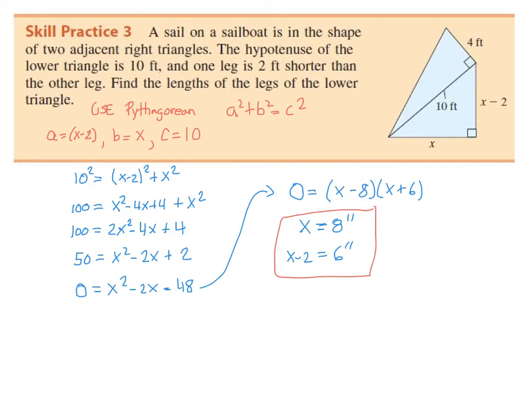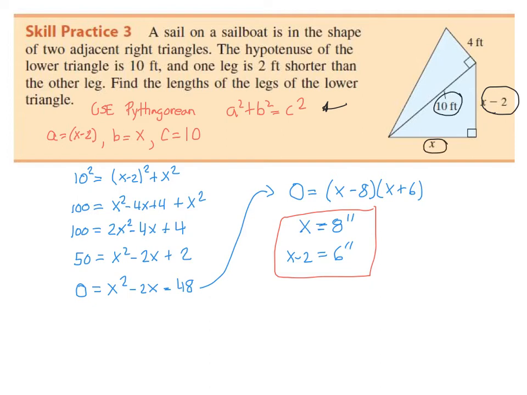So we have another triangle problem, except this one we will be using the Pythagorean theorem. A sail on a sailboat is in the shape of two adjacent right triangles. The hypotenuse of the lower triangle is 10 feet, and one leg is 2 feet shorter than the other leg. Find the lengths of the legs of the lower triangle. So we're going to use the Pythagorean theorem. Here it is: a squared plus b squared is equal to c squared. So in this case, I'm going to let a equal x minus 2, and b is going to be x, and c, of course, is 10 feet.